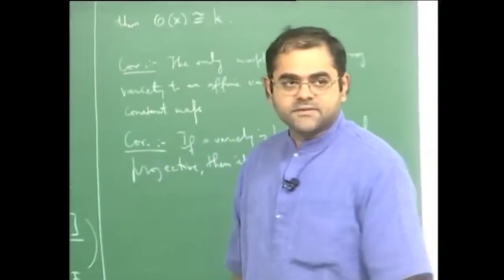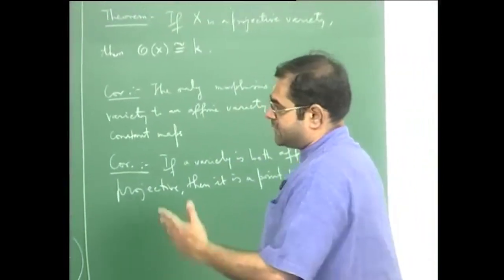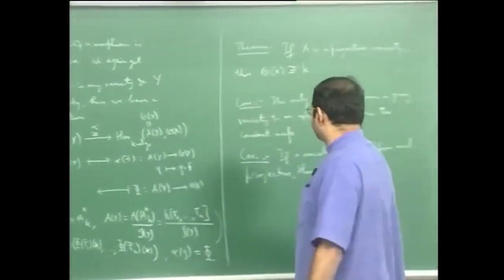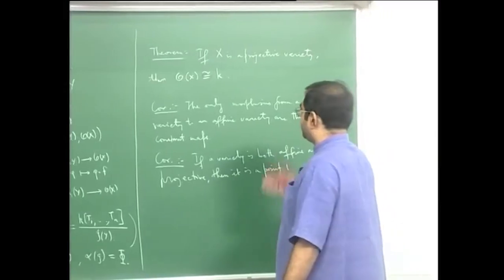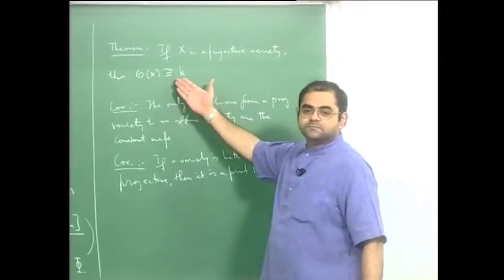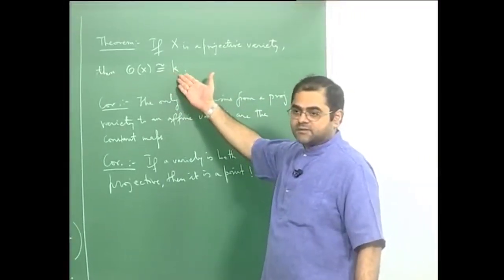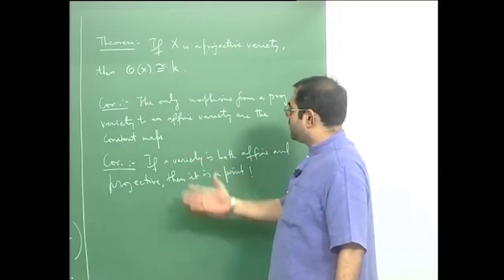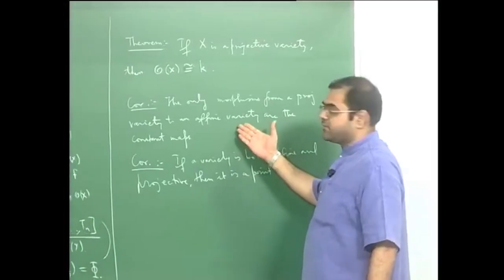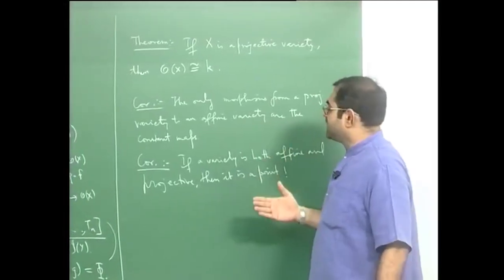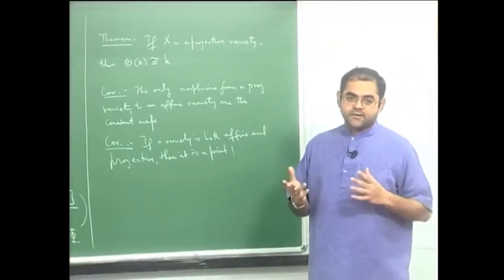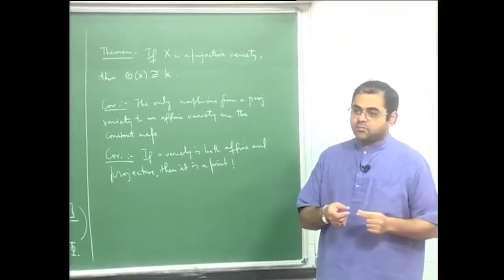This is a continuation of the previous lecture where we were discussing projective and quasi-projective varieties. So the last thing that we saw was that if you have a projective variety, then there are no non-constant global regular functions. And as corollaries, we saw that the only morphisms from a projective variety to an affine variety are the constant maps, and putting the condition of projectiveness and affineness on a variety reduces it to a point.